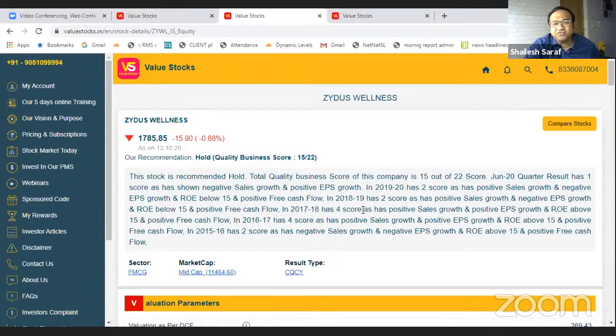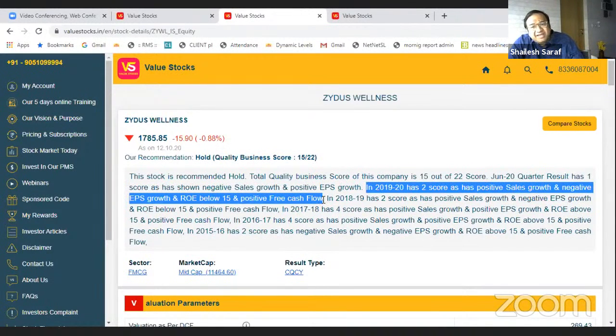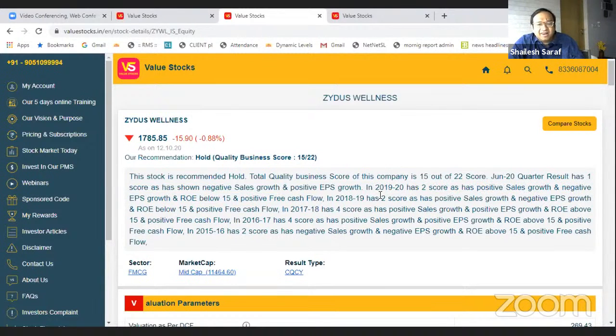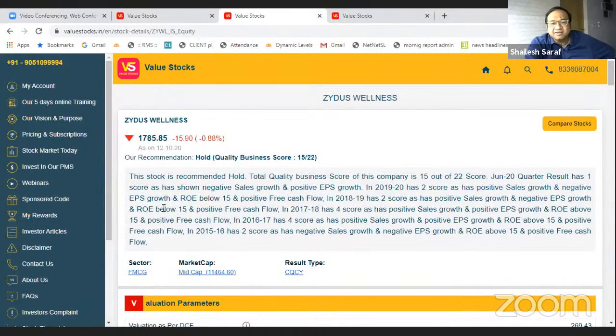Zydus Wellness, 15 out of 22, not bad. FMCG में है. We have given hold right now. So see the current quarter क्या है? Current quarter is 1 and last year कितना था? So बहुत अच्छी कंपनी थी, but लास्ट 1.5 साल में अगर आप देखेंगे, लास्ट जून क्वार्टर में भी अच्छा नहीं है, 19-20 में एक साल में भी they have not done very well. Okay, negative EPS growth है, profit में growth नहीं कर पाए. That is why the number is 2. So last 1.5 साल में the company is not doing so well.